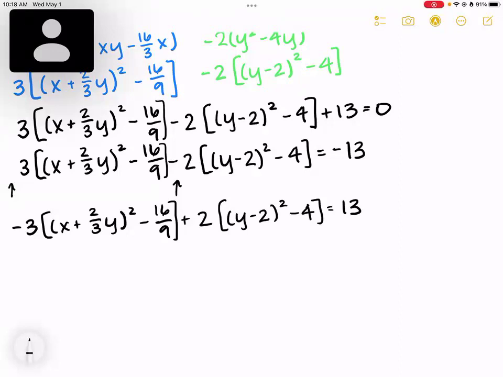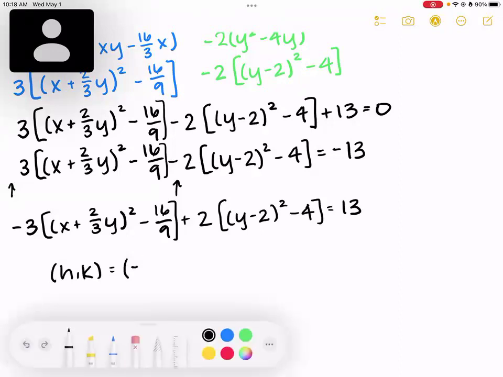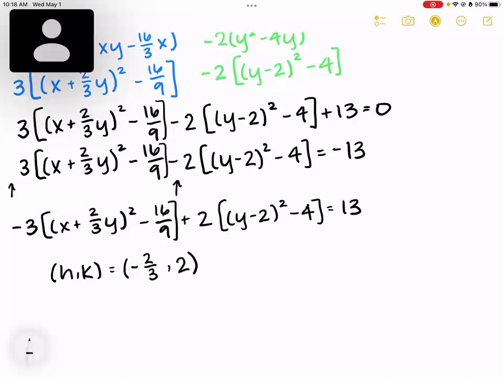The center we know is (h, k), where h and k come from the x and y terms respectively. In this case, (h, k) is equal to (-2/3, 2). Cool. Those numbers you can get from this equation right here. This is going to be your important equation.